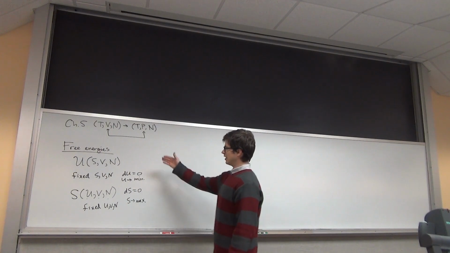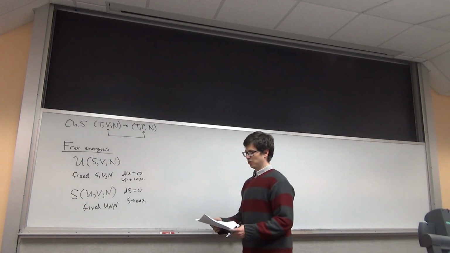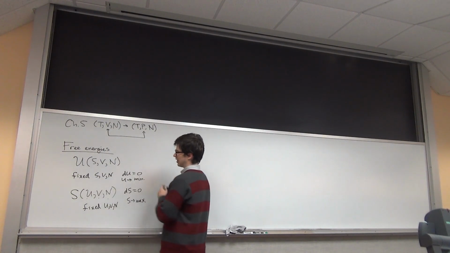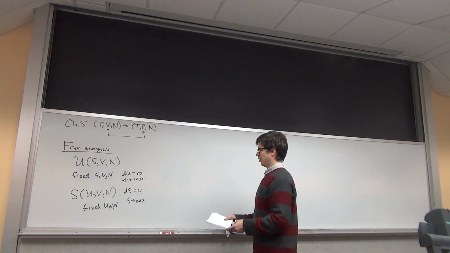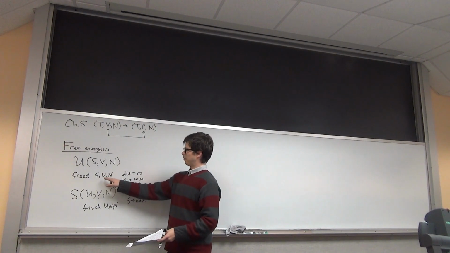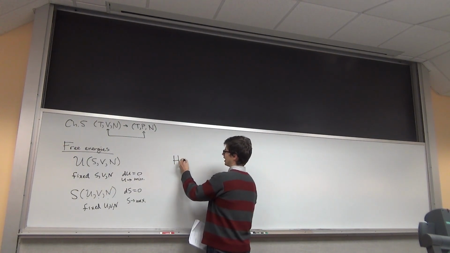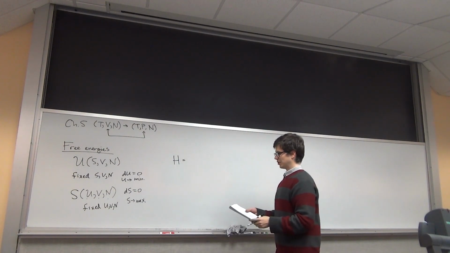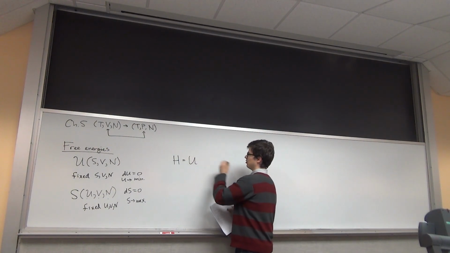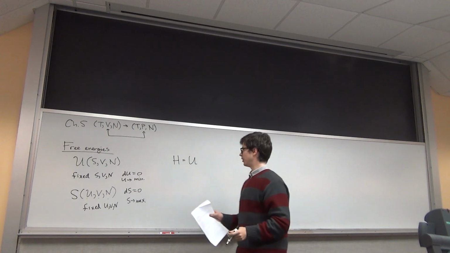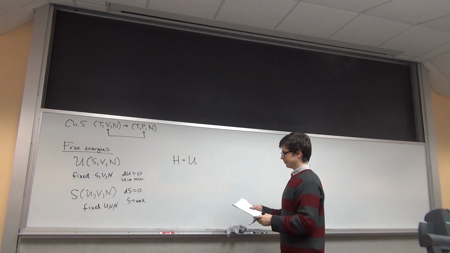So what if you didn't have this? What if you were not at fixed U, V, and N, or S, V, and N? What if you fixed S, P, and N instead? Well, then remember we looked at the enthalpy, which was the Legendre transform of U, and the way that P was related to the derivatives of U in particular.